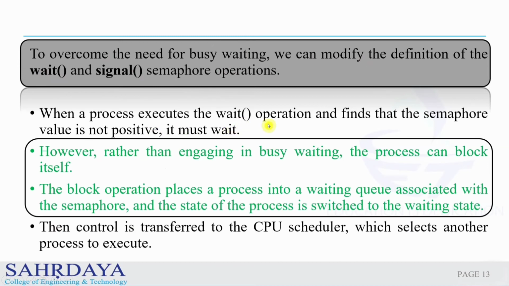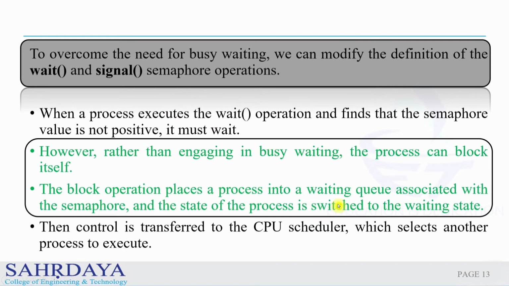When a process executes the wait operation and finds that the semaphore value is not positive, it must wait. Yes. So how can it be overcome? See, however, rather than engaging in busy waiting, the process can block itself. The block operation places a process into a waiting queue associated with the semaphore, and the state of the process is switched to the waiting state. That means instead of a process getting entered into a while loop and looping inside it, we can block the process itself. How can we do that?